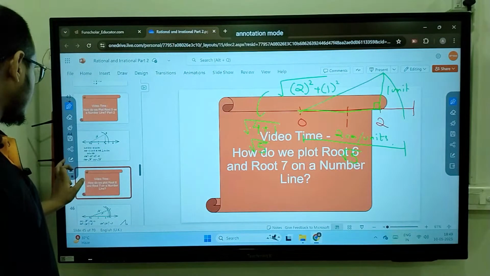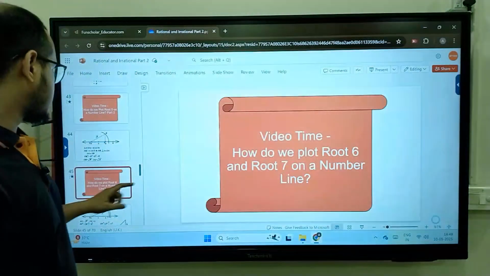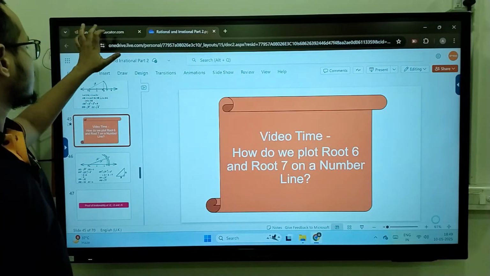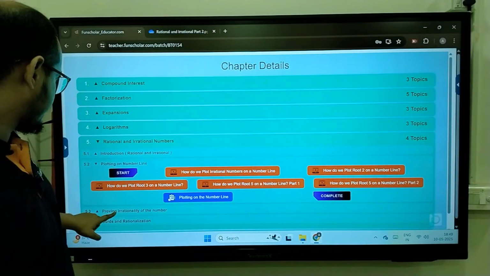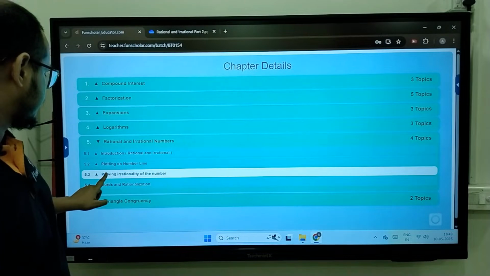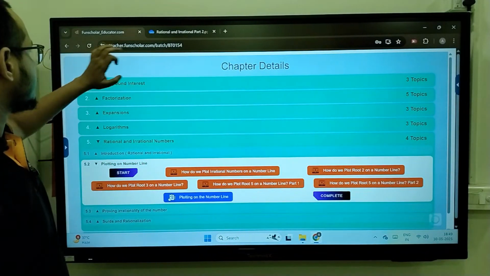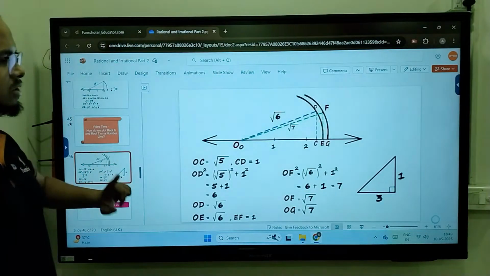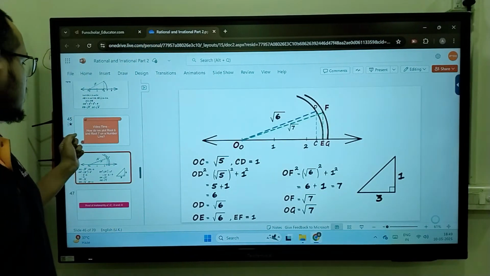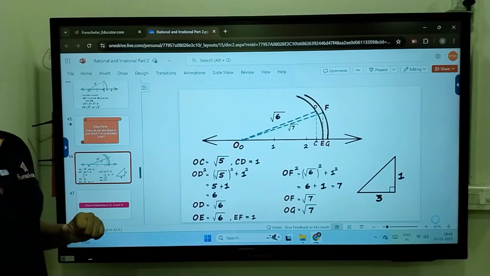Okay, let's explain the next one. First, let's see if there is a video on this or not. No, there is no video regarding that. So let's go straight to the explanation. See, how do you plot root 6 and root 7 on a number line?